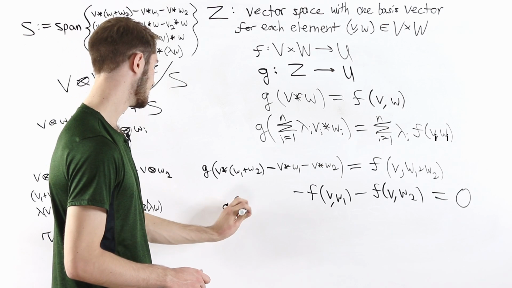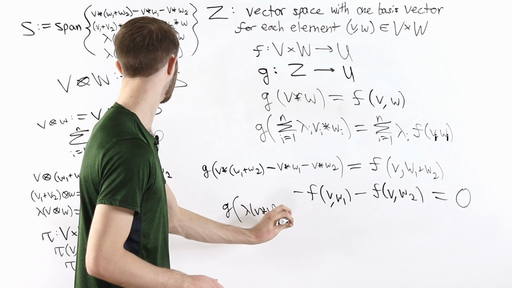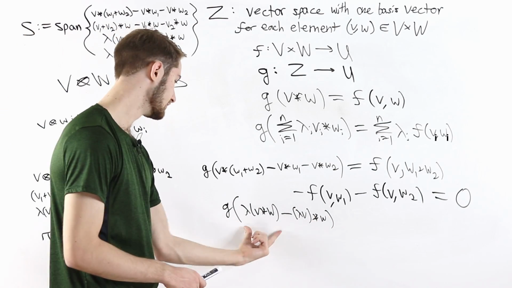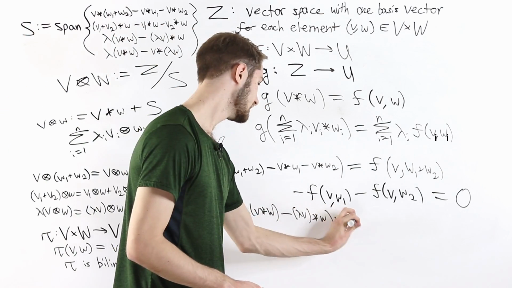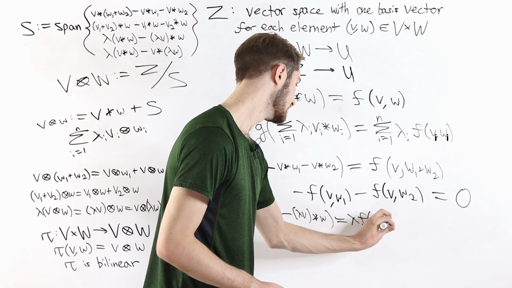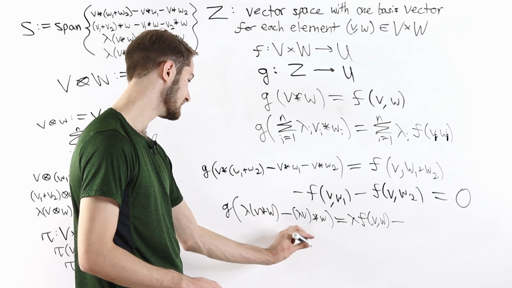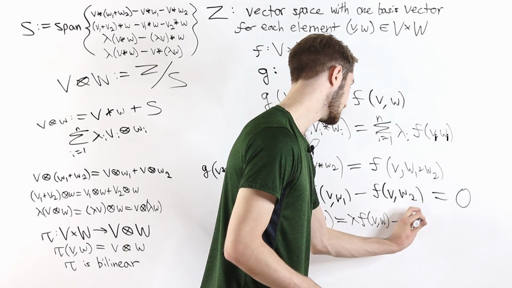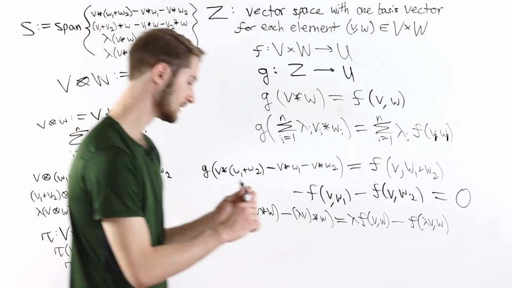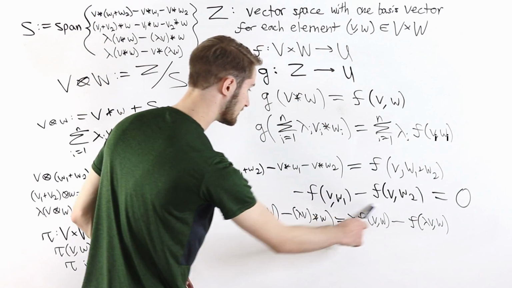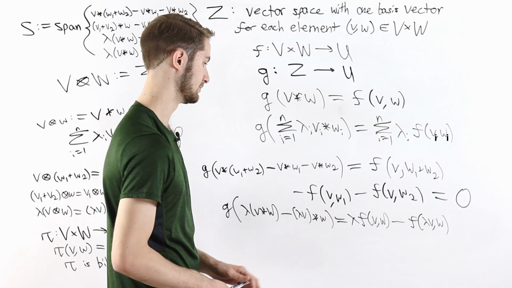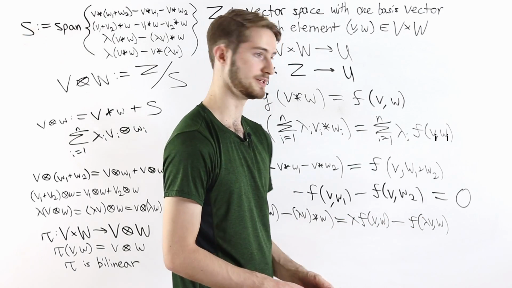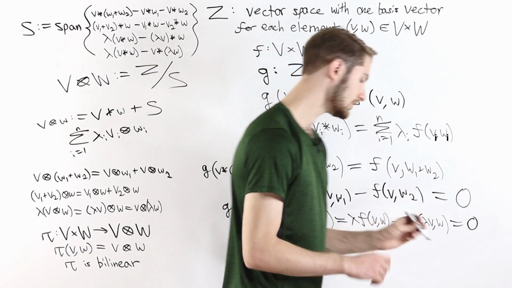g of lambda v star w minus lambda v star w. So in this case, for this first element, the scalar in front is lambda, and then we have f of v comma w. And then in the second case, the scalar in front is -1 because the lambda is actually inside of the first vector. So here we have f of lambda v comma w. But again, this is just one part of the statement that f is linear in the first input v. So lambda times f applied to v is the same as f applied to lambda v if we fix w. So this is also 0.